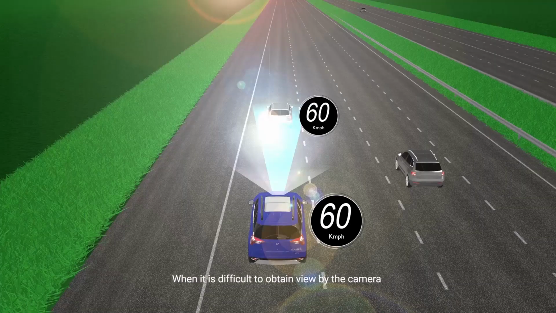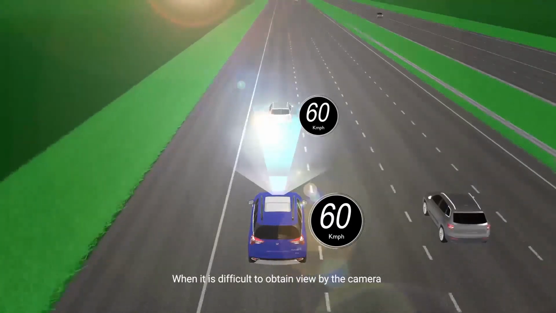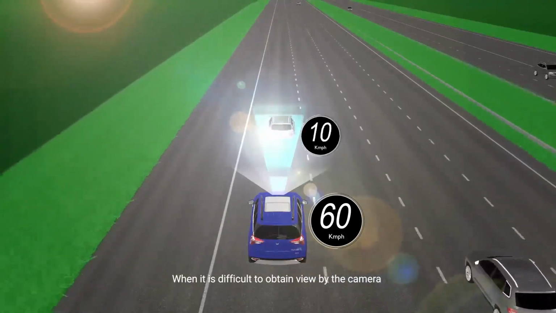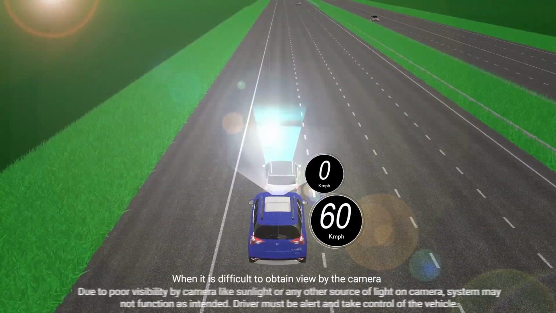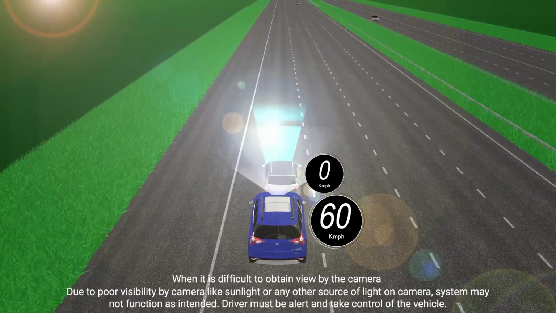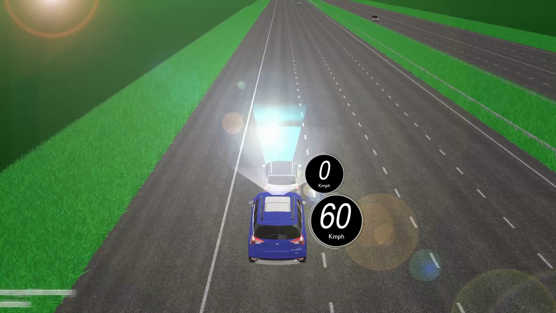When it is difficult to obtain view by the camera. Due to poor visibility by the camera, like sunlight or any other source of light on the camera, the system may not function as intended. Driver must be alert and take control of the vehicle.